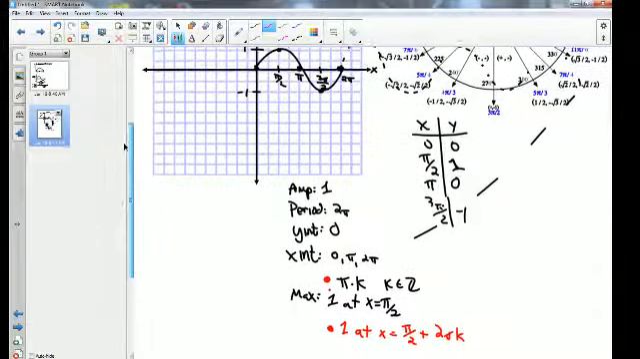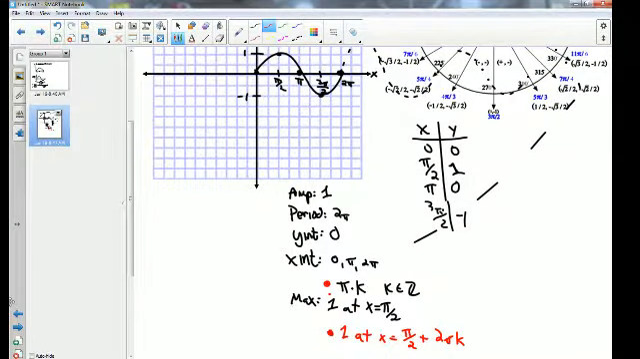So we have max, min, x-intercept, we have y-intercepts. Let's see, we could talk about end behavior, but there's really nothing that happens there. Minimum, maximum, x-intercept. Oh, domain and range. How could I forget that?